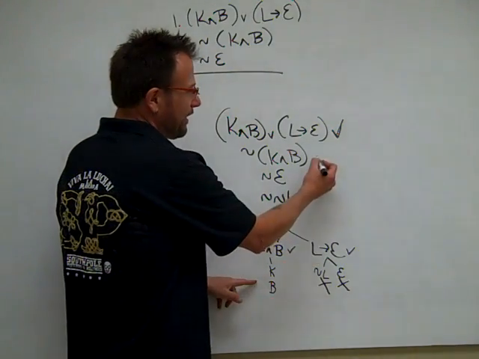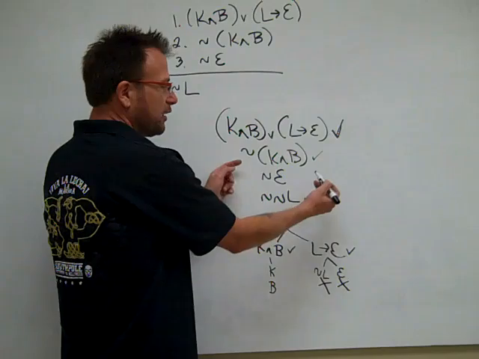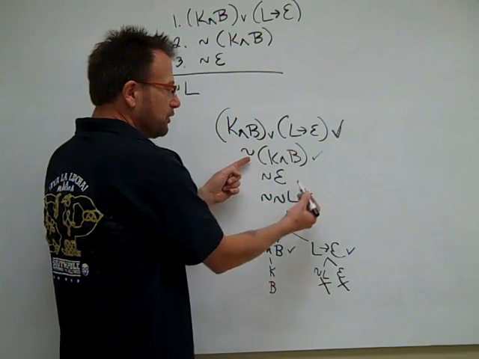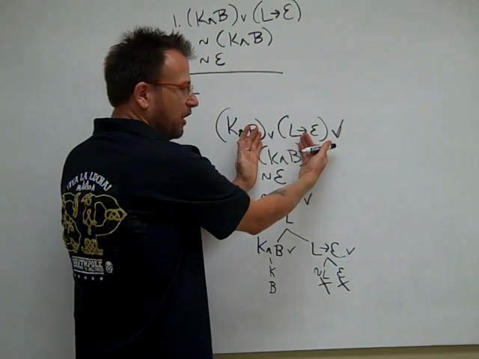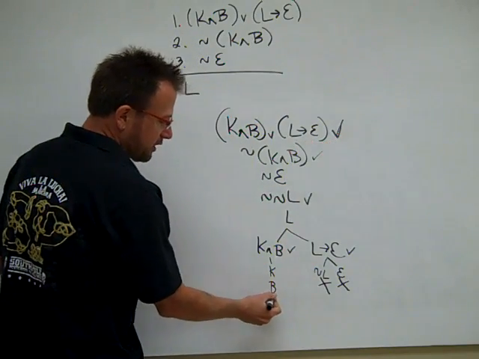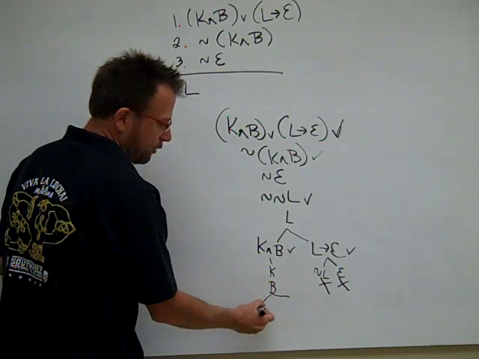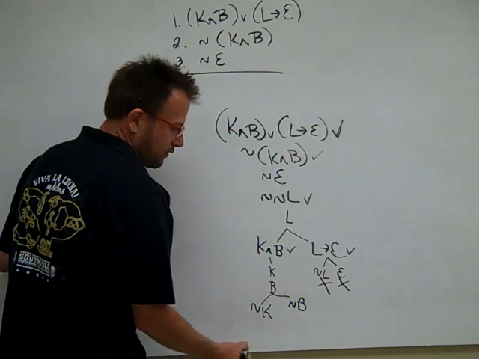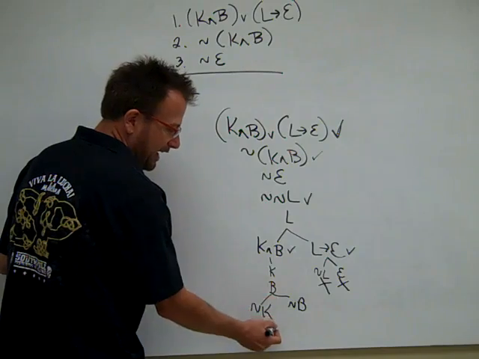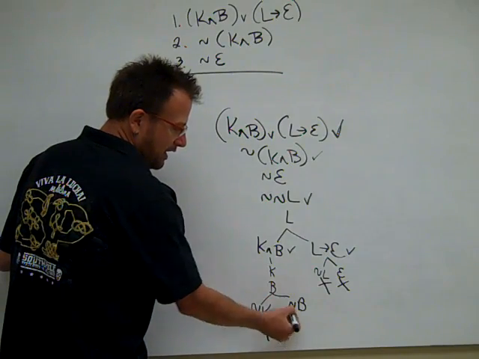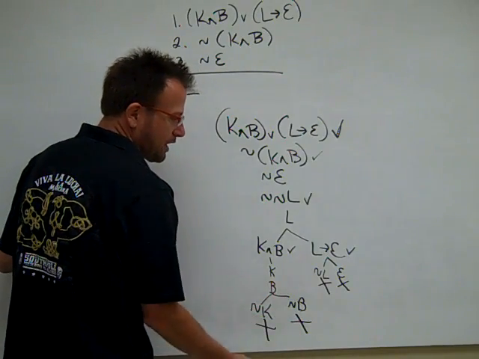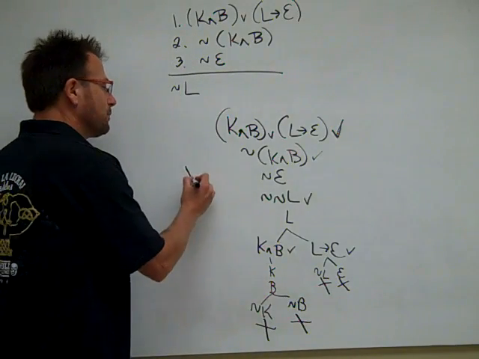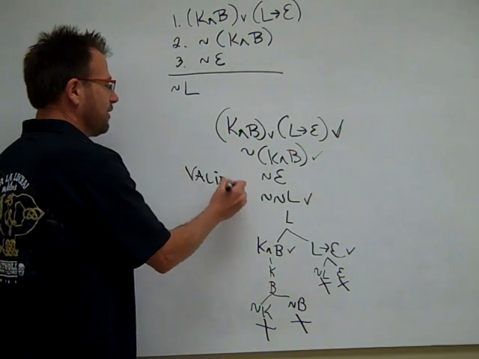So with the K and the B, I've now got to unpack this one. Under what conditions will tilde K and B be true? It will be true when this statement is false. When is a conjunction false? A conjunction is going to be false either when the first conjunct is false or when the second conjunct is false. Here I've got not K and K, so that closes. Here I've got not B and B, so that closes. No matter which way I turn, I run into a contradiction. That means my argument is valid.